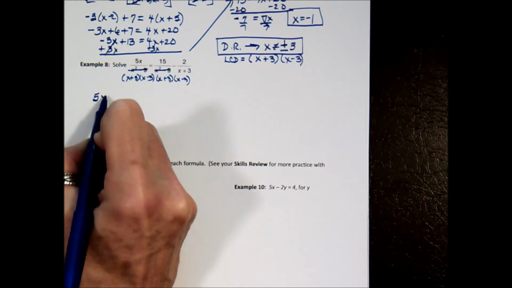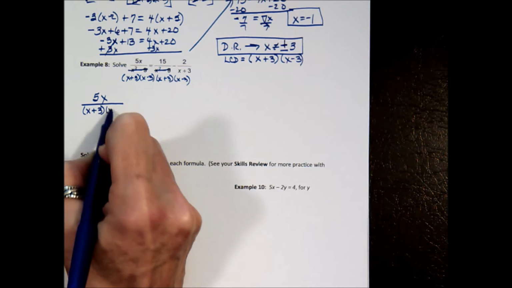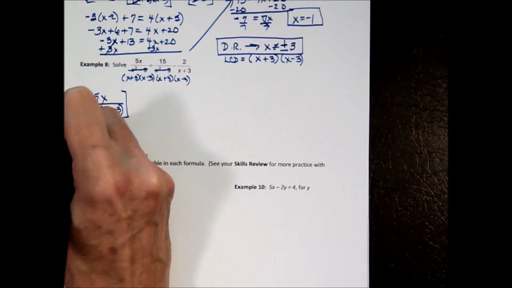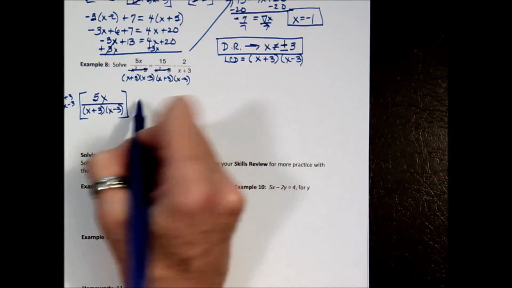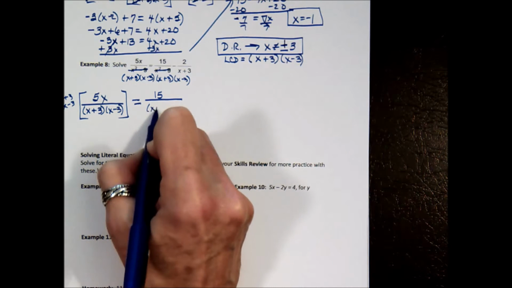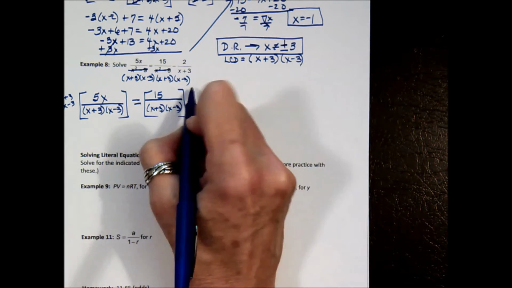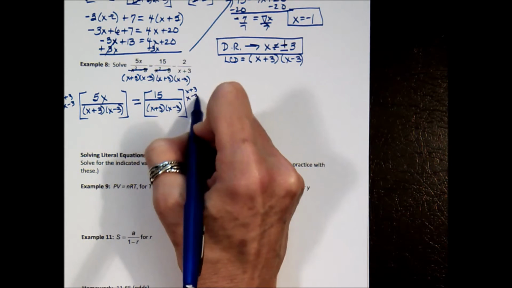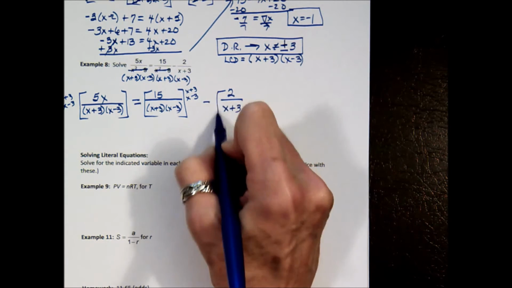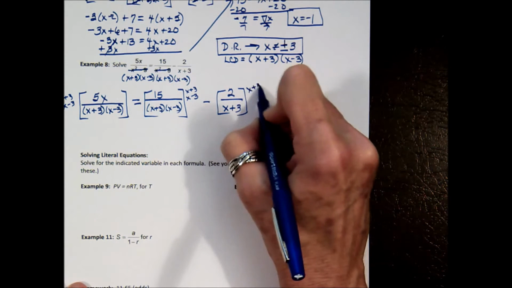We're going to write 5x over, I'm going to write its denominator in factored form, put it in brackets, write the LCD beside it. Do the same thing for the next term. 15, write its denominator in factored form. Put it in brackets, write the LCD beside it. Last piece, last term, put it in brackets. Its denominator didn't need to be factored. Write the LCD beside it.